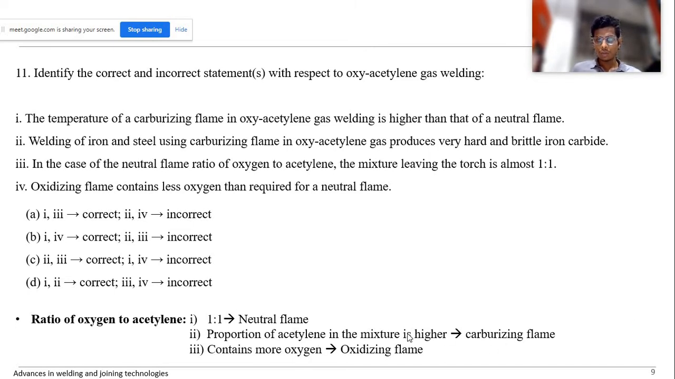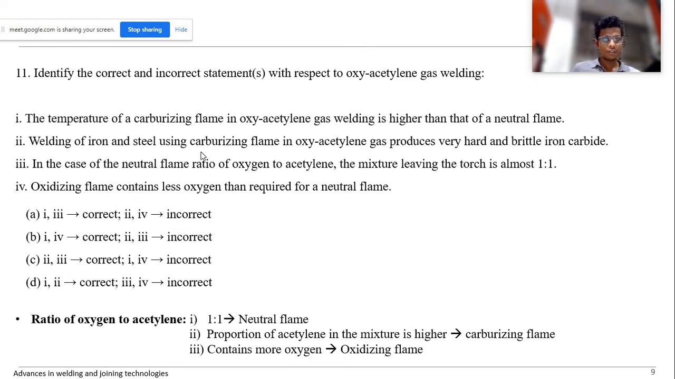Also, in a carburizing flame, since the oxygen supply is less compared to the neutral flame, obviously the temperature will be less here, as sir also explained in the class, and the temperature will be more in the oxidizing flame since more oxygen is supplied. So for the 11th question, the statement that the temperature of the carburizing flame is higher than the neutral flame is false, right? Okay.